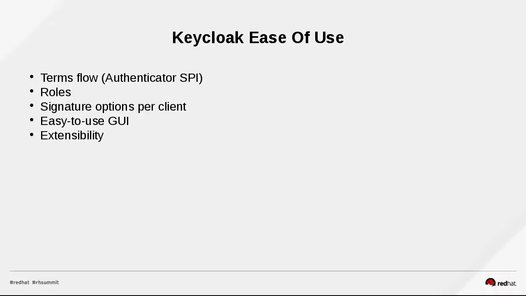So while we implemented IDP, what things made our life easier? What attracted us to use Keycloak, or what did we experience while implementing Keycloak? The Authenticator SPI. There are situations where, when a customer or a request comes to the IDP, the IDP might have to go to some third party or some other service. For example, in our case, terms flow.